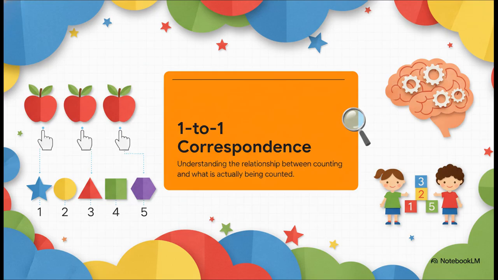And that active matching process, that is what we call one-to-one correspondence. It's the understanding of the relationship between counting and what's actually being counted. If a kid doesn't lock down this vital skill, they are going to deeply, deeply struggle with basic math later on. They have to know in their bones that the word 3 literally equals 3 distinct objects.